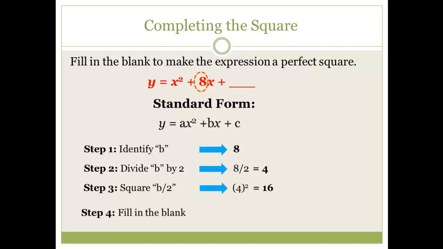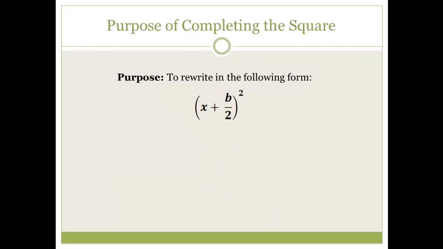Step 4, we fill in the blank with our new answer. The perfect square now reads y equals x squared plus 8x plus 16. The purpose of completing the square is to rewrite the expression in the following form: the quantity x plus b divided by 2, quantity squared. In the example, you see y equals x squared plus 8x plus 16.